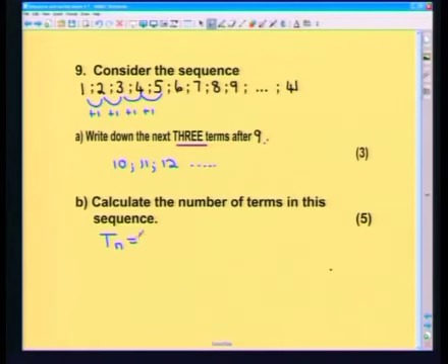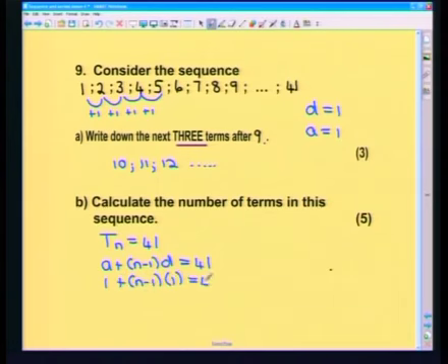Obviously, if we're starting at 1 and ending at 41, how many terms are we going to have? We're going to have 41 terms. So what I'm going to do now is find out how many terms. So let's say Tn equals 41. Now, what does Tn look like? Well, what type of sequence is this? It's arithmetic. Every time we have a constant difference of 1. So the d is 1, our a is 1, and so the term would be a plus n minus 1 d equals 41. So 1 plus n minus 1 times 1 is 41.